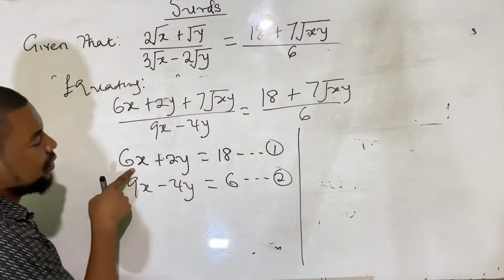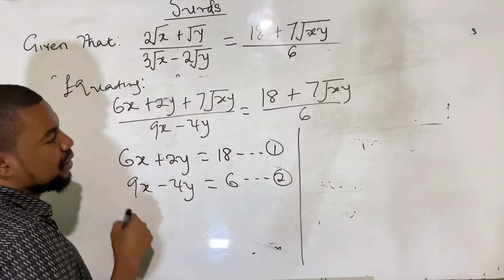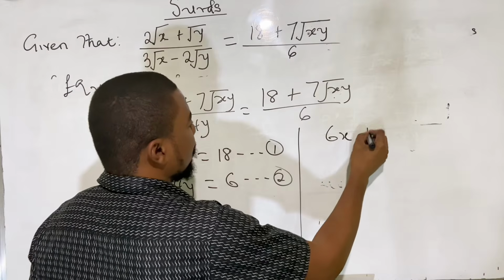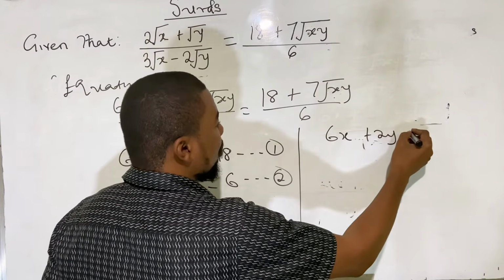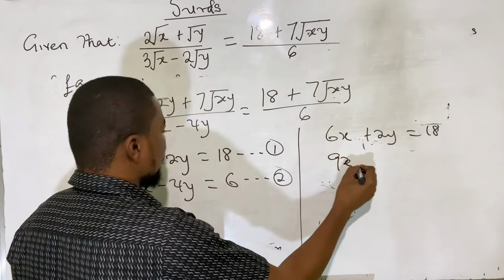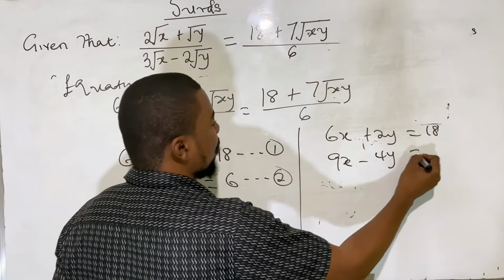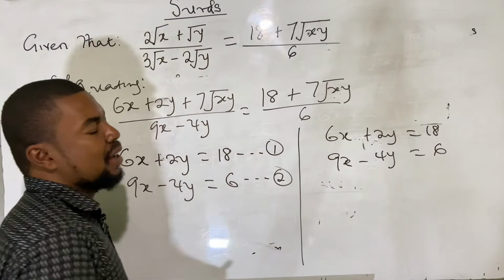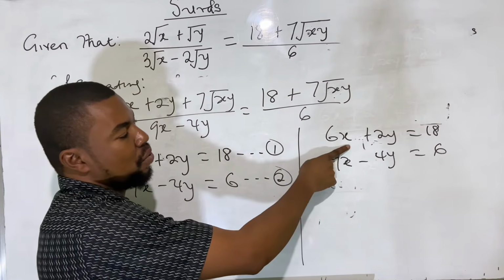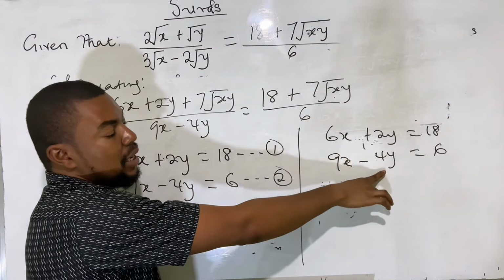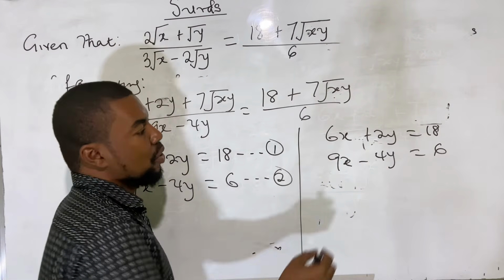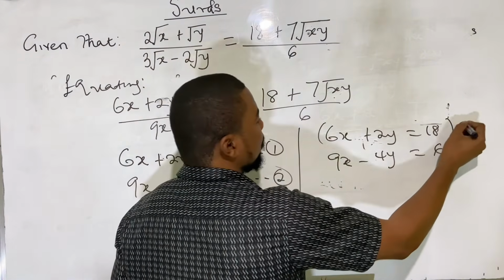So here we have 6x plus 2y equals 18, and down here we have 9x minus 4y equals 6. If you look closely here, we cannot really eliminate. So all we have to do is multiply the first equation by 2 to eliminate y in this case. It's very easy to eliminate y. So what we do is we multiply this one by 2.